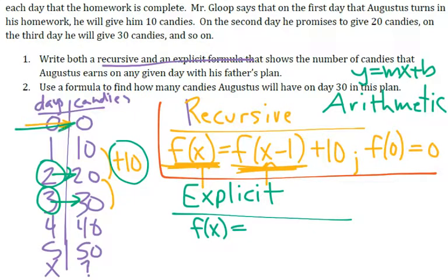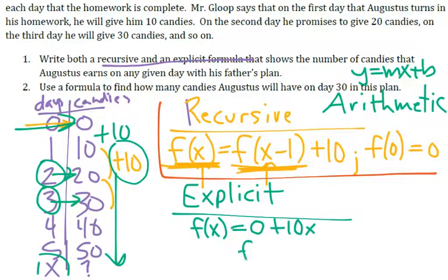Well, we start off by going to the starting point, 0. And what are we doing to 0? We're adding 10 each time. How many times are we going to add 10 till we get down to x? X amount of times, so it's 10 times x. So we can just simplify that to f of x equals 10x. Which makes sense, right? If you're thinking through it.